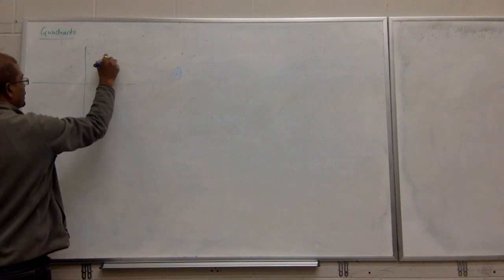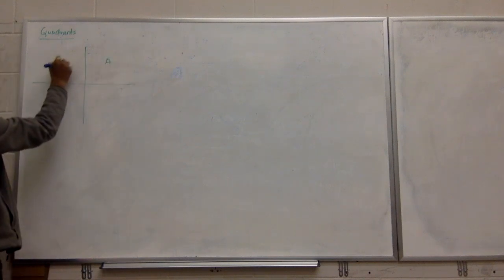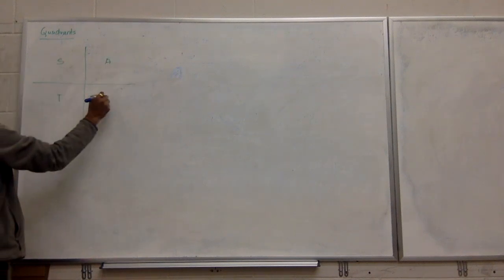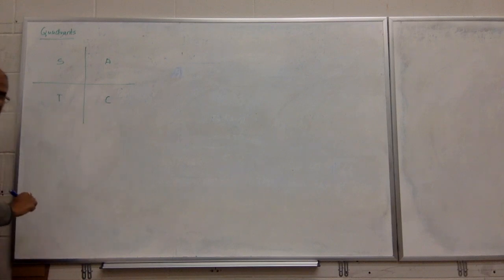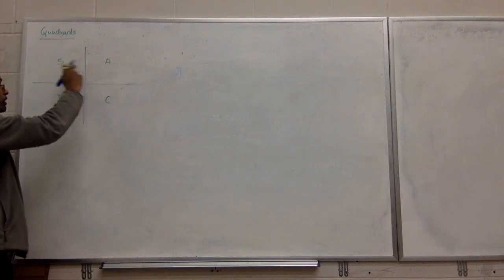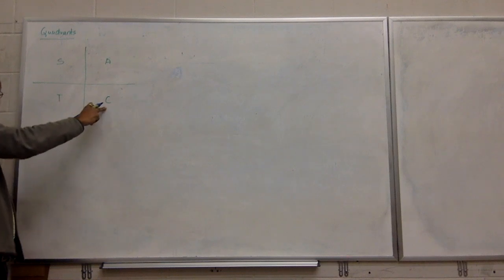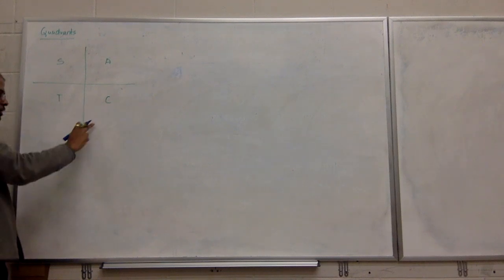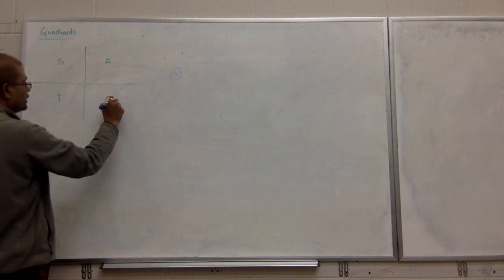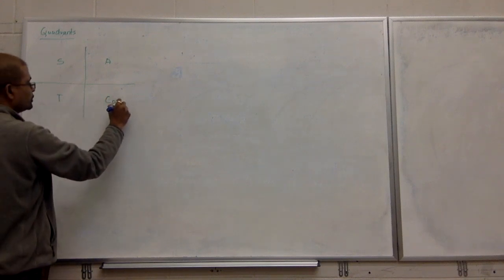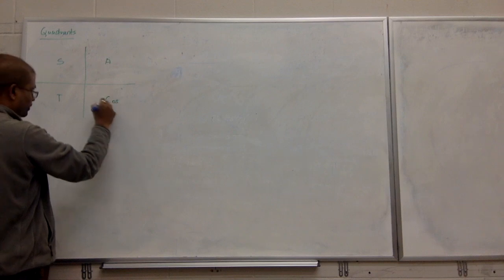It is A, S, T, C: All Students Take Calculus. What does this mean? That shows you whether x and y, that is cosine and sine, are positive or negative in each quadrant. Here, cosine is positive.